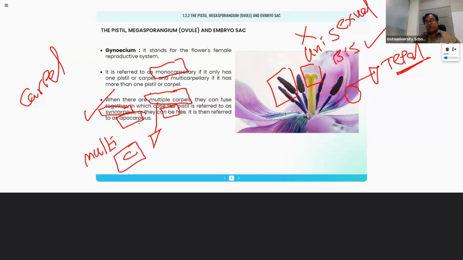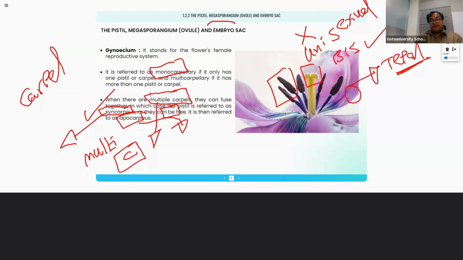Sometimes they will ask us to write the example for apocarpous, sometimes for syncarpous. Sometimes they will ask the other term for multicarpellary, which is polycarpellary. Syncarpous is nothing but fused, and the other one is free, apocarpous. Syncarpous, apocarpous, monocarpellary, multicarpellary. So these many words we should understand.